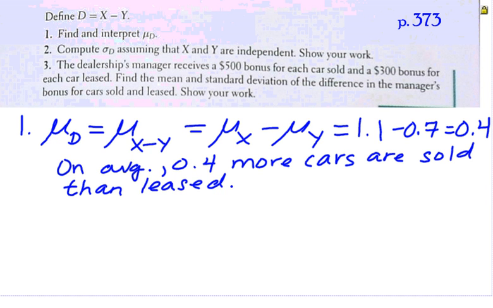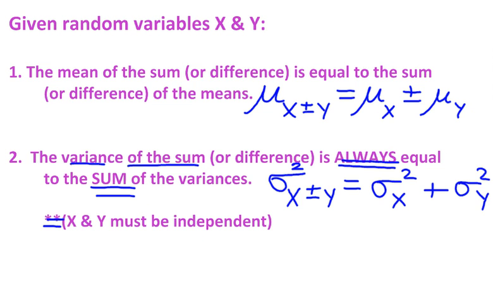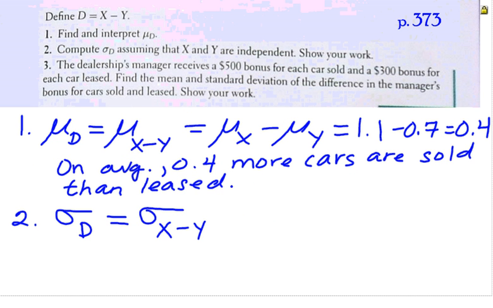Number two, assuming that X and Y are independent, we want to find sigma D. To find sigma D, the standard deviation, means to find the standard deviation of the differences. Recall that I told you that we always go back to variance. And when we go back to the variances, I shared with you that the variance of the sum or the difference is always equal to the sum of the variances. We will never subtract variances. So you want to make sure that you keep that in mind. That might be something you want to star or highlight in your notes.